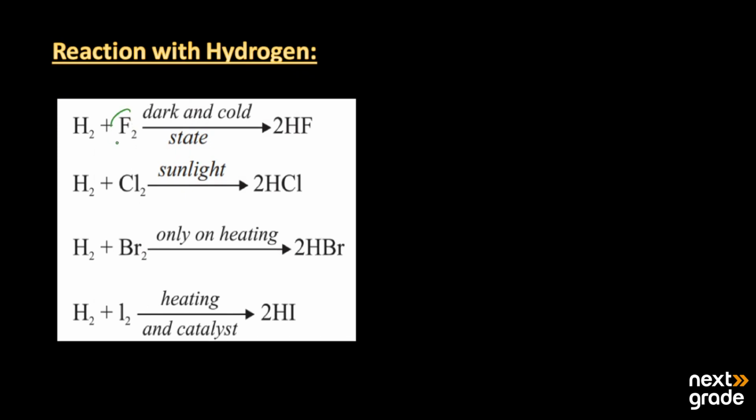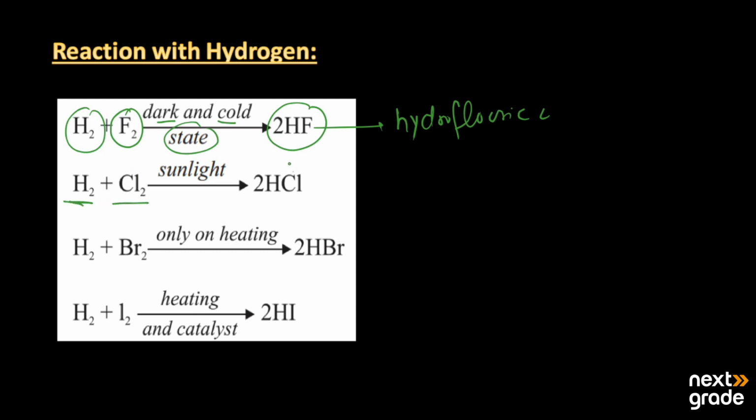Now the first one is the reaction with hydrogen. First is fluorine. It can react in the dark and cold state with hydrogen, producing an acid called hydrofluoric acid. The second halogen is chlorine. It reacts with hydrogen and produces the acid HCl, called hydrochloric acid, and that reaction happens in the presence of sunlight.